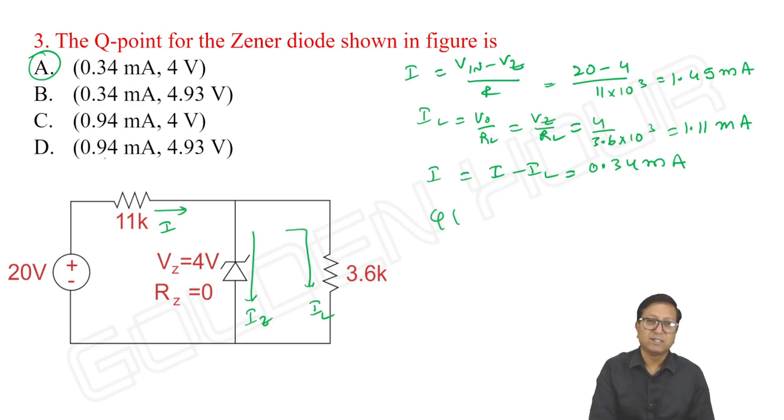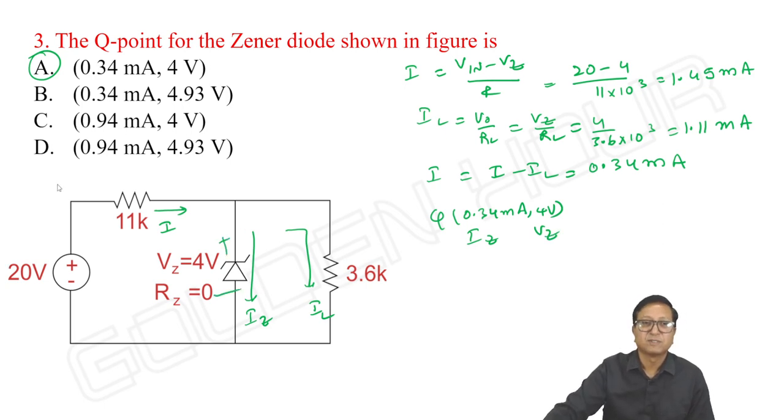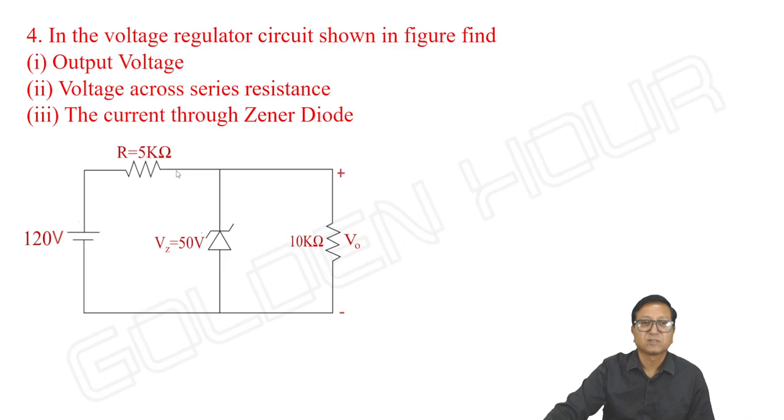What is there in it? They may be taking current along x-axis and voltage along y-axis. Let it be. Accordingly, we can see IZ and VZ. In the voltage regulator circuit shown in figure, find the output voltage, voltage across series resistance and current through the Zener diode. Okay. So simple thing.